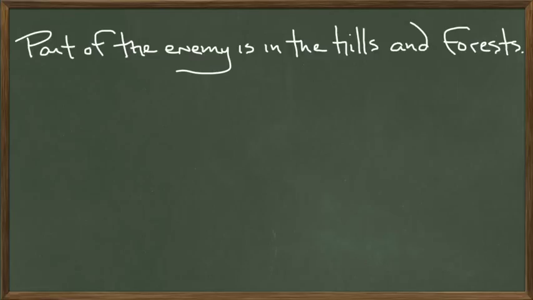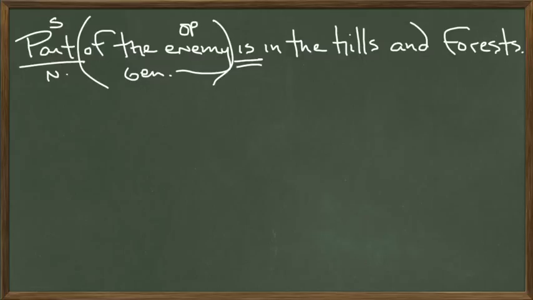Last one. Part of the enemy is in the hills, part is in the forest. Shortened version, part of the enemy is in the hills and forest. Subject of the sentence, part. Subject of the sentence, nominative case. Of is the preposition, of whom, enemy. Object of the preposition, of the enemy is a prepositional phrase. It goes into the genitive case.